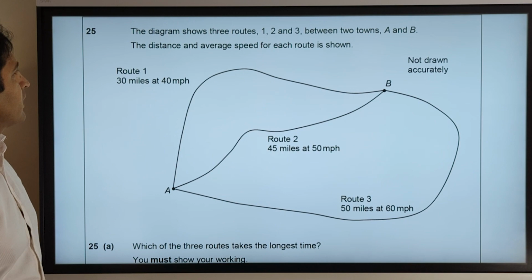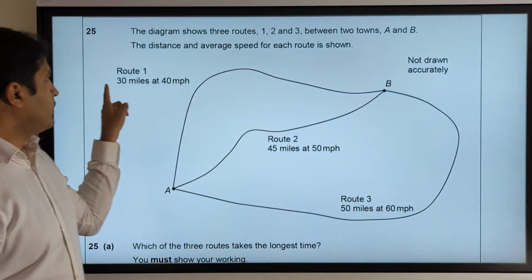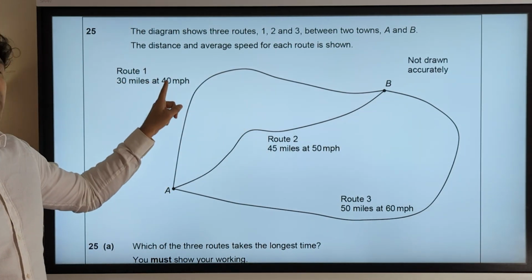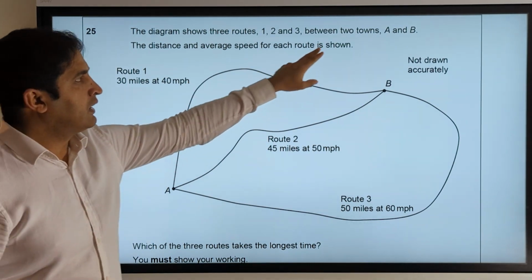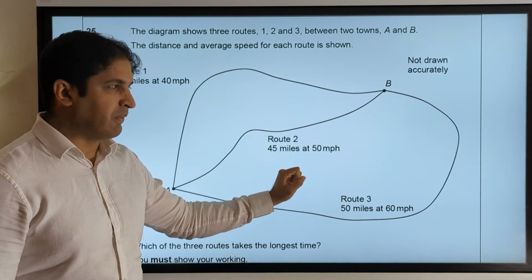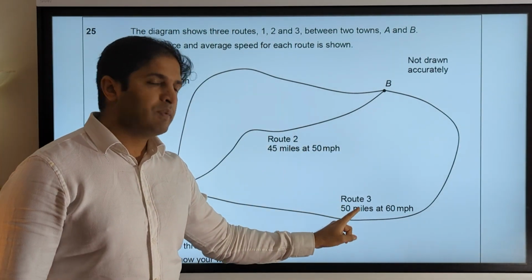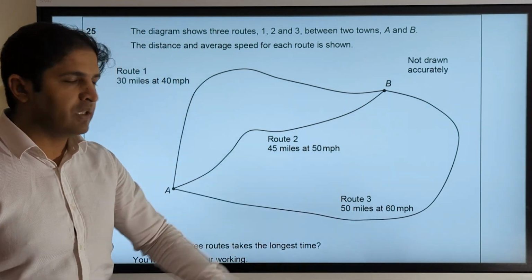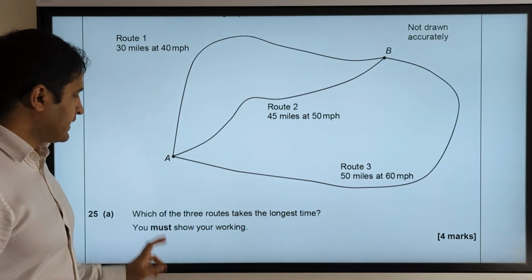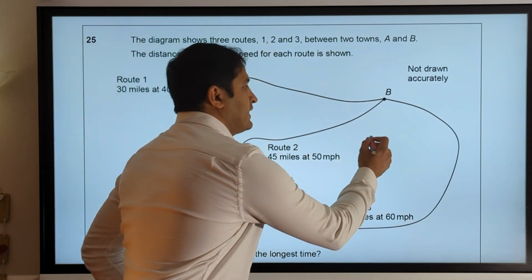Last question here. The diagram shows 3 routes, A to B. Route 1, you're traveling 30 miles at 40 miles per hour. Route 2, you're traveling 45 miles at 50 miles per hour. This is not an accurate diagram, by the way. Okay? And route 3, 50 miles at 60 miles per hour. This is one of the easiest ones to work with. Okay? Which of these routes takes the longest time? So we need to work out the time. The speed, distance, and time.